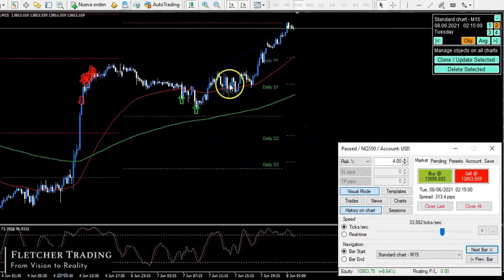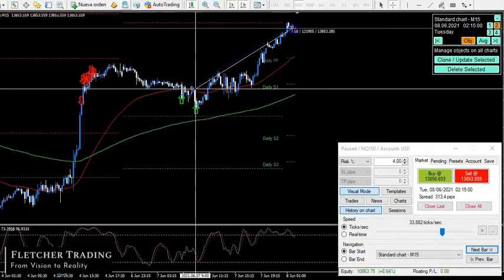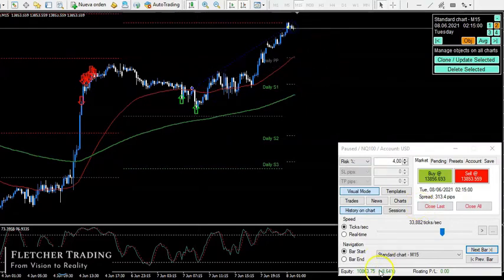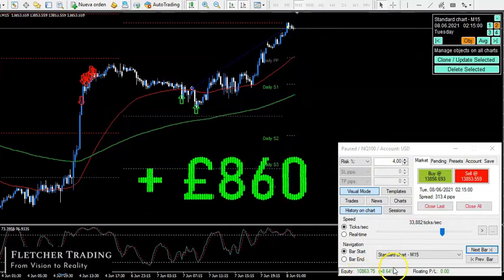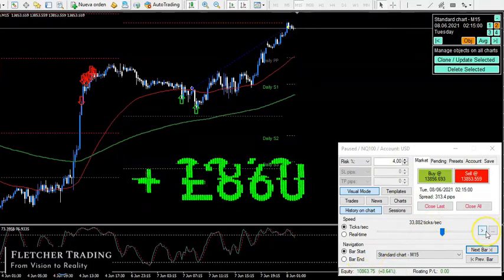Okay, so we've just been taken out of this position here. So we are now up 8.6% on the account, which is £860. So let's continue, see if we can get any more buy signals.